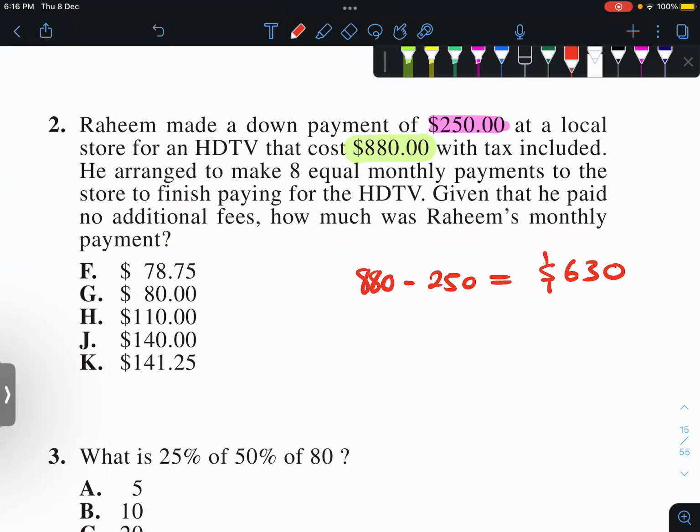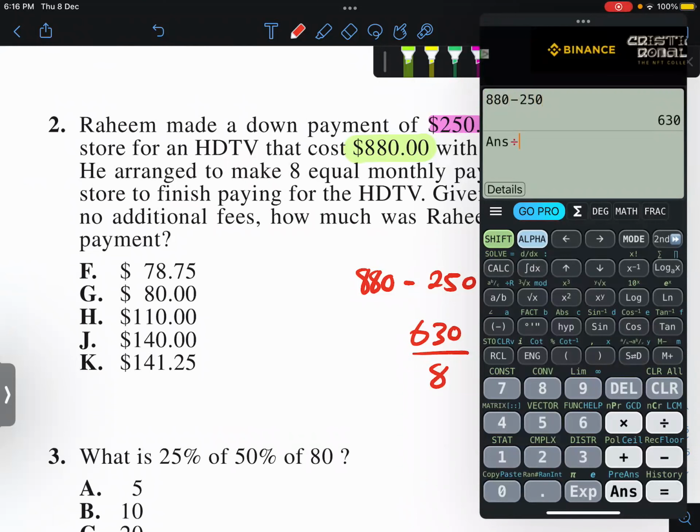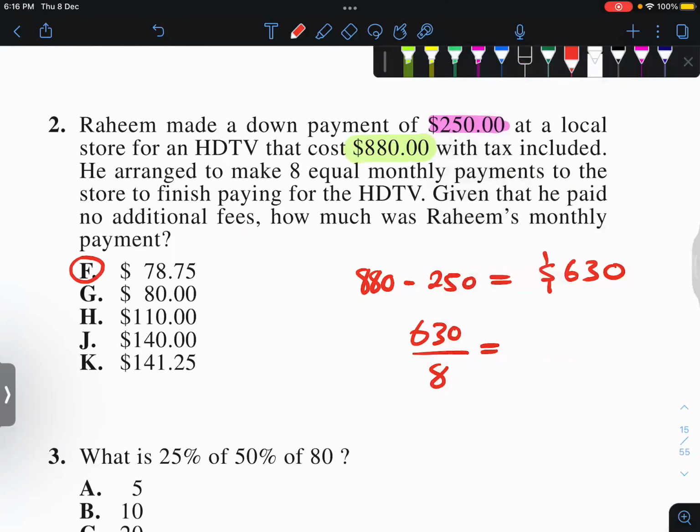divide this by 8 equals 630 divided by 8, it's about 78.75. So the answer is F, right? Yes. Nice. The answer is F.